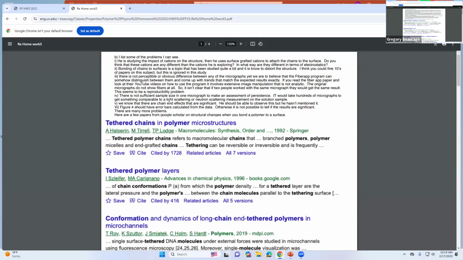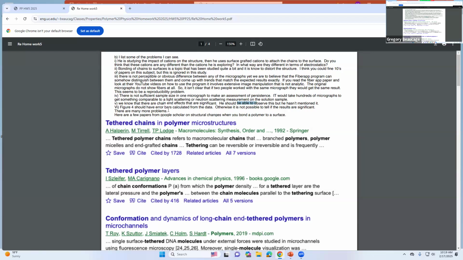Anyway, there's not sufficient sample size, and we know about chain ends. So if you take his final LP number times 2 to get the Kuhn length, then look at the micrograph and see how many there would be in a chain, you end up with like 50, or you might get less than that. But it's nowhere near enough to ignore chain end effects.